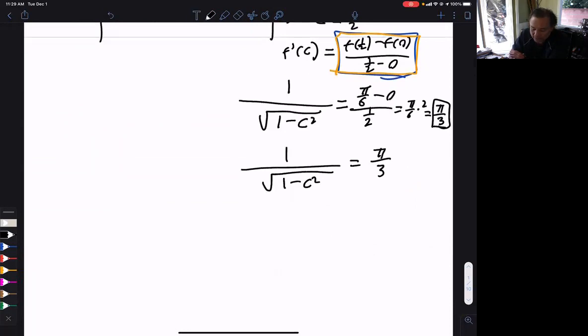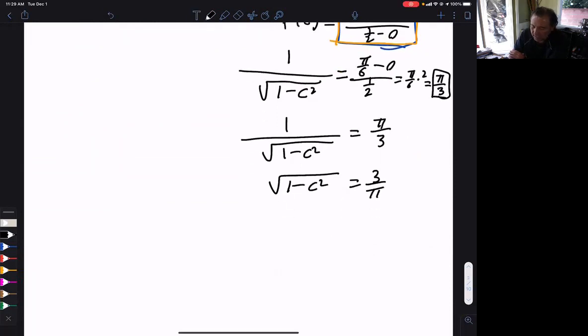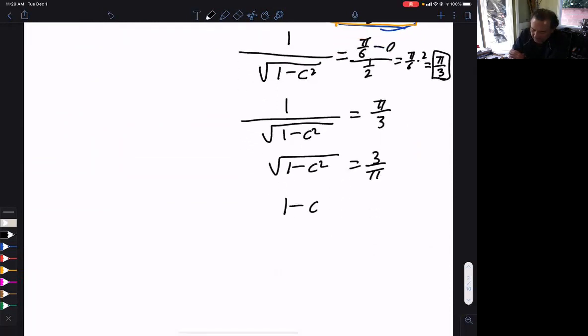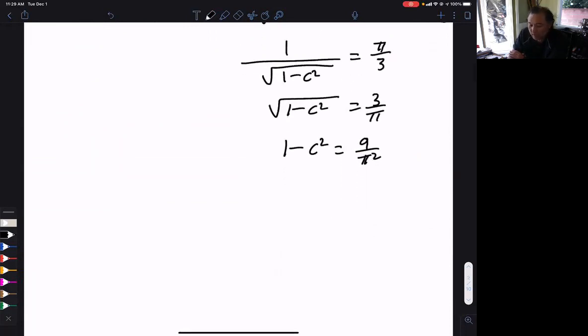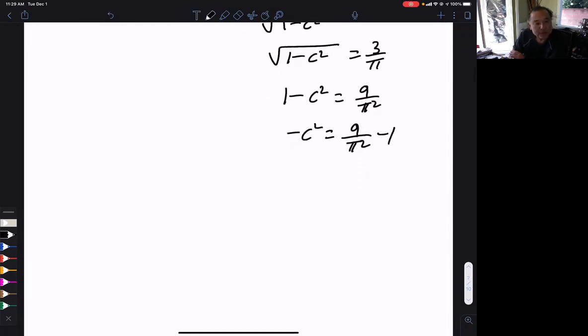I'm going to reciprocal both sides. I'm going to square both sides. I'm going to subtract 1 from both sides. I'm going to multiply both sides by -1. Whoops, I don't know how that happened in my brain. It's not even close to being the same. And then I'm going to square root both sides.